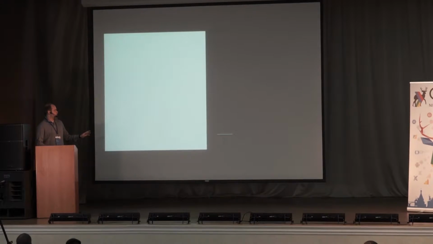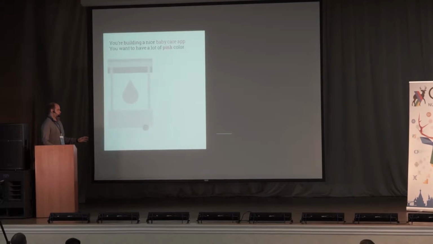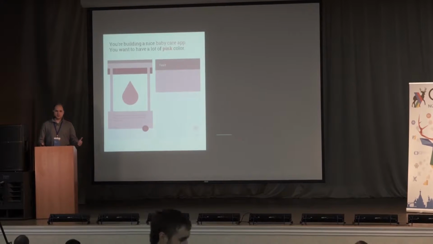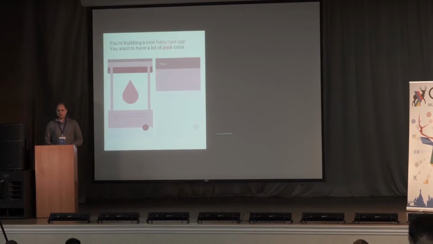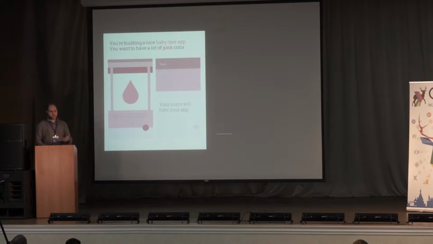Let's say you want to create a baby care app, and you want to use a lot of pink color. So you create something like this. And this is an issue. Sure, your brand is pink and you want to promote your brand in the best way, but this is not legible. You cannot read this text. So your users will not like this app very much.